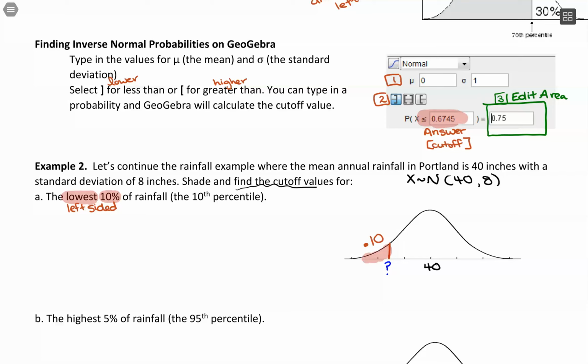but I want to know what's that cutoff for the lowest 10%. So in terms of a notation, it can be kind of strange to write out at first, because what I'm looking for is what's the probability that x is less than or equal to, but I don't know what number goes there. But I know that probability should be equal to 10%. So we need to find the value that would fill in the blank there. So let's go to Geogebra.